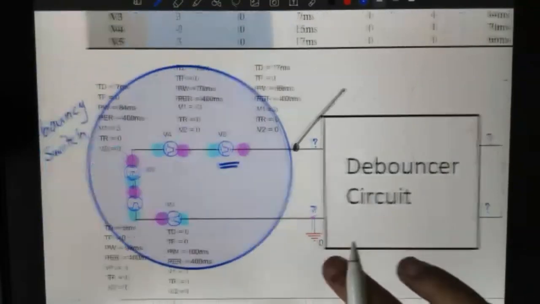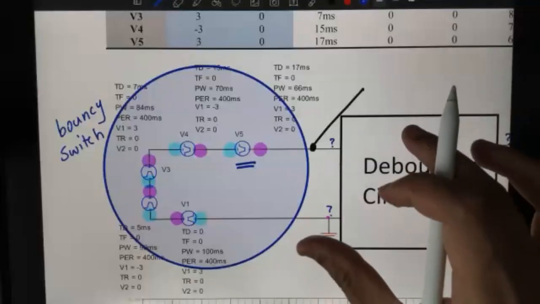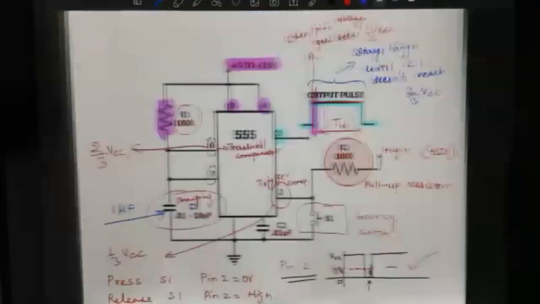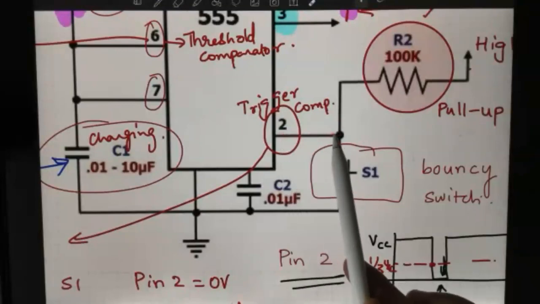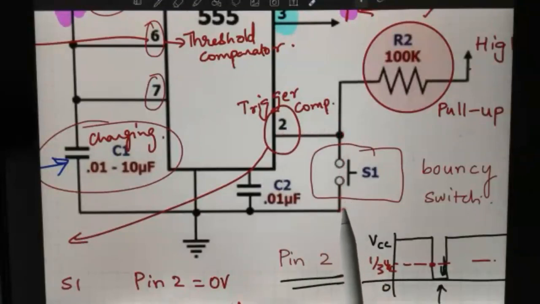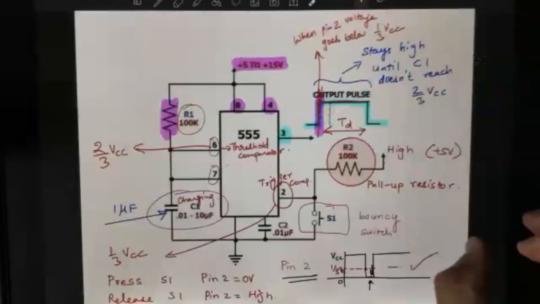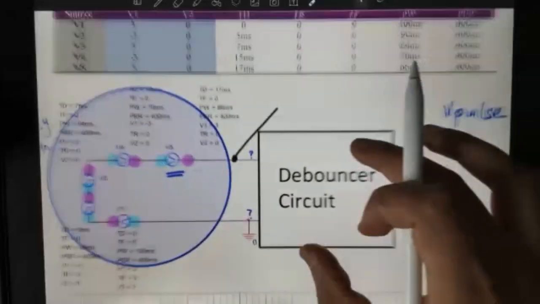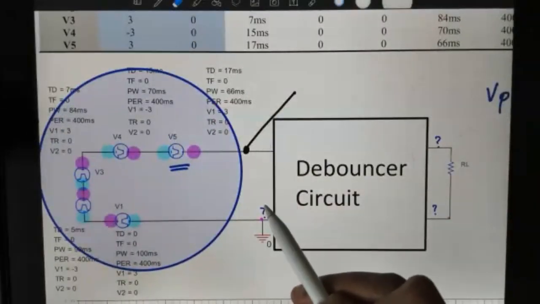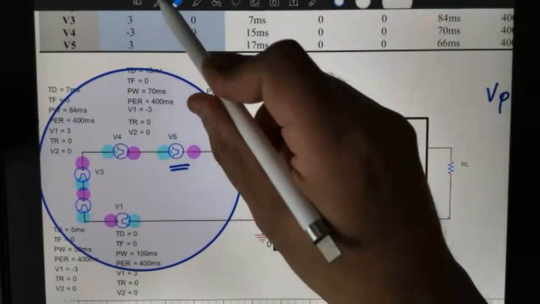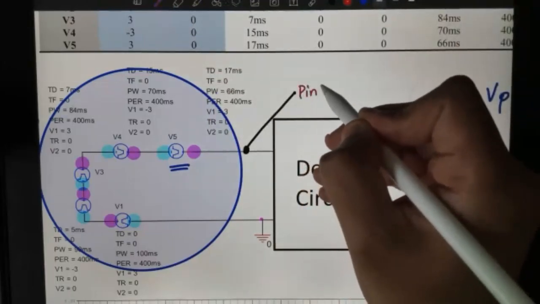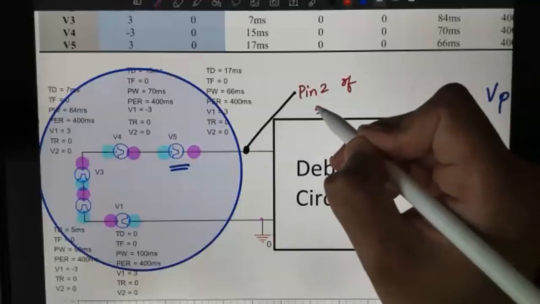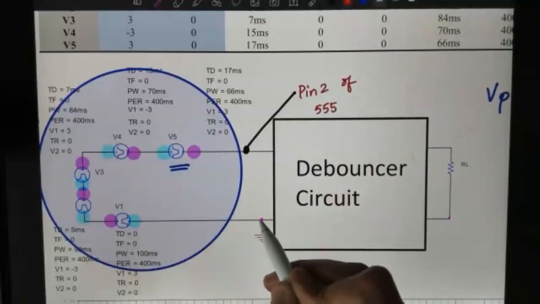Well, the bouncy switch, if I go back one slide, as indicated over here, is actually going into pin 2, and the other end of the bouncy switch is going to ground. So let's do that. This has to be connected to pin 2 of 555, and that is of course ground terminal.